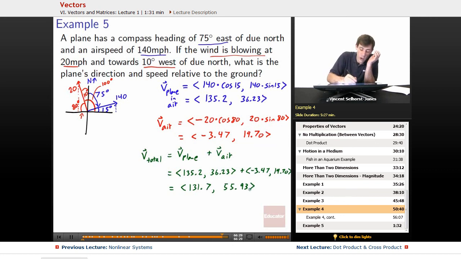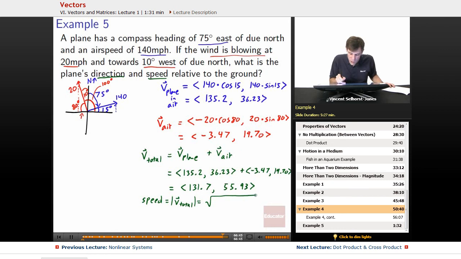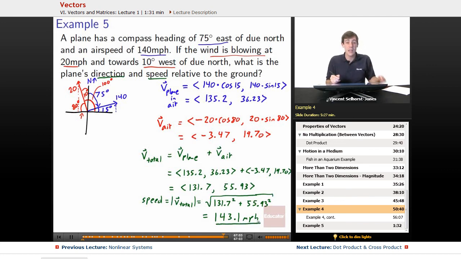Great. So that's what our velocity vector is going to be, what the component form is. However, it asked for speed and direction of the whole thing put together. So we want to figure out speed. Well, speed is just the size of our total velocity vector. So that's going to be the square root of the first component, 131.7 squared, plus the second component squared, 55.93 squared. We take the square root of that, figure it all out using our calculator, and we wind up getting 143.1 miles per hour. So the plane is actually going a little bit faster than its speed had been previously without the air connected to it.